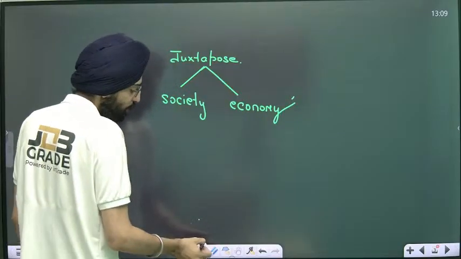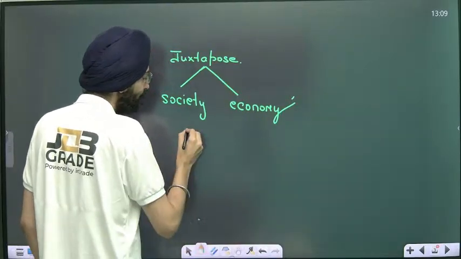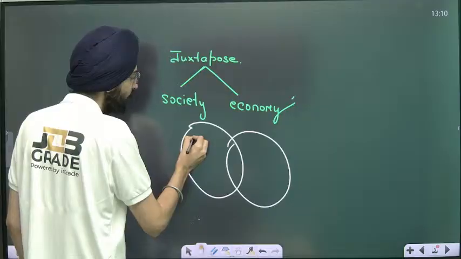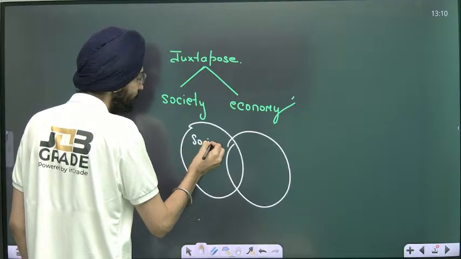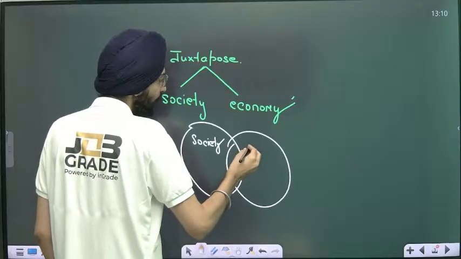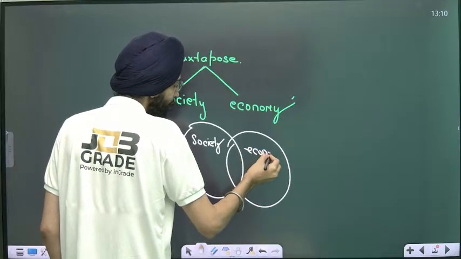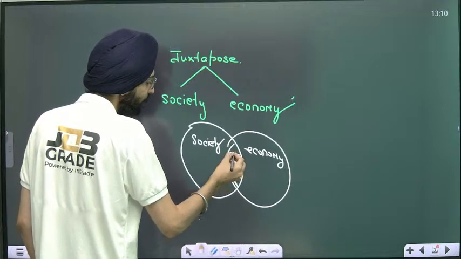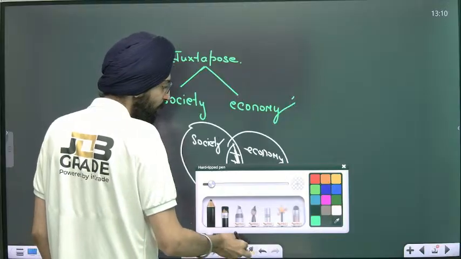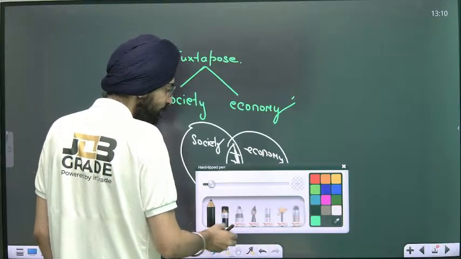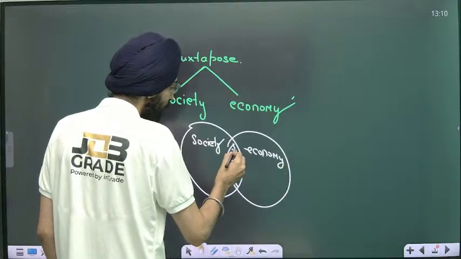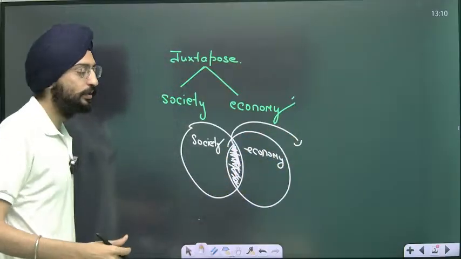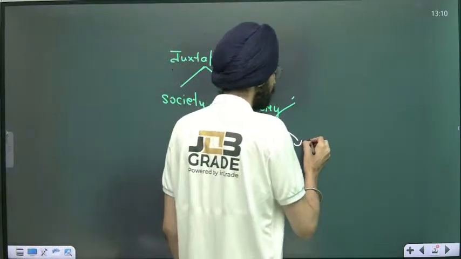So what we're going to do is create a Venn diagram. This is nothing but what we call society and economy, and we need to hit this part as soon as possible. This is the intersection point. This is considered to be the intersection point of society and economy.